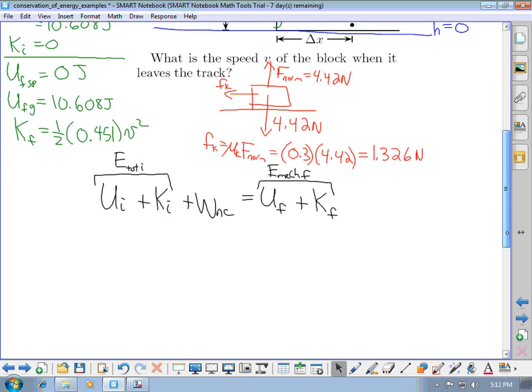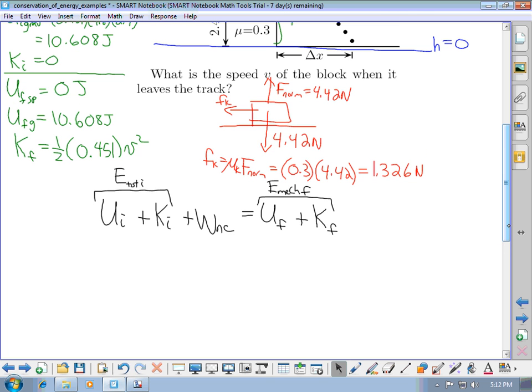So if I plug in the values, my initial potential energy has to be the 7 joules for the spring that I have plus the 10.608 joules that I have for gravitational potential energy.